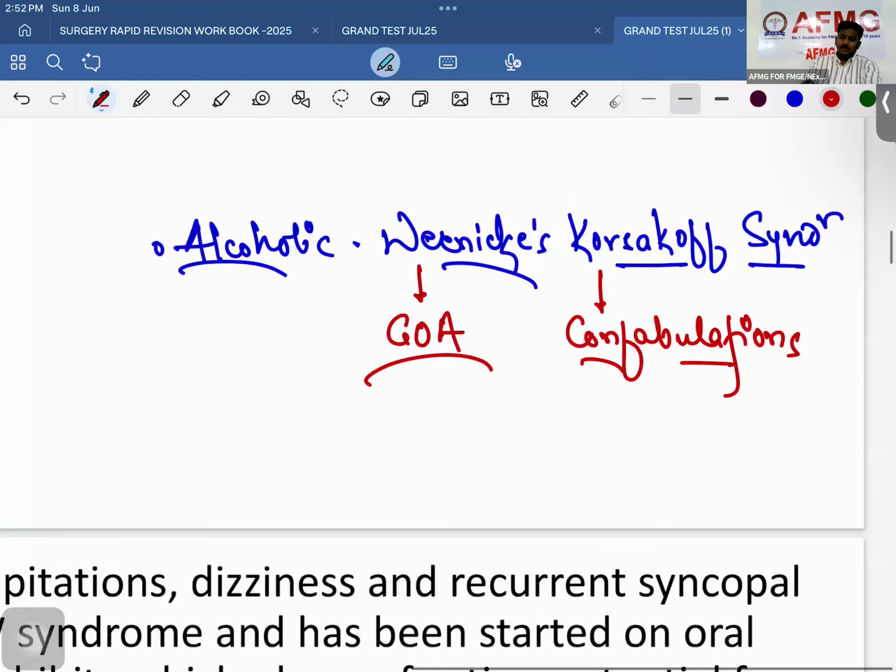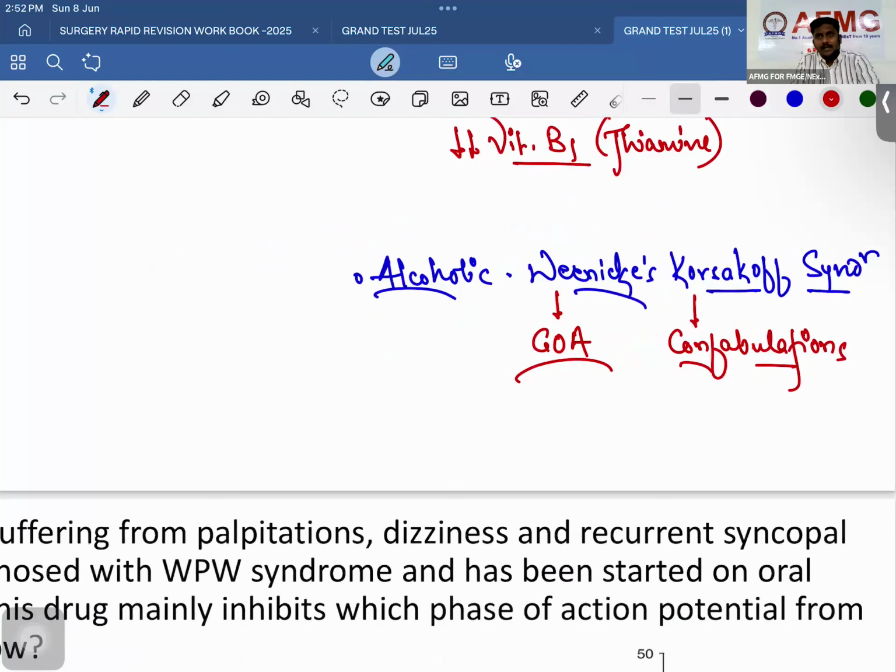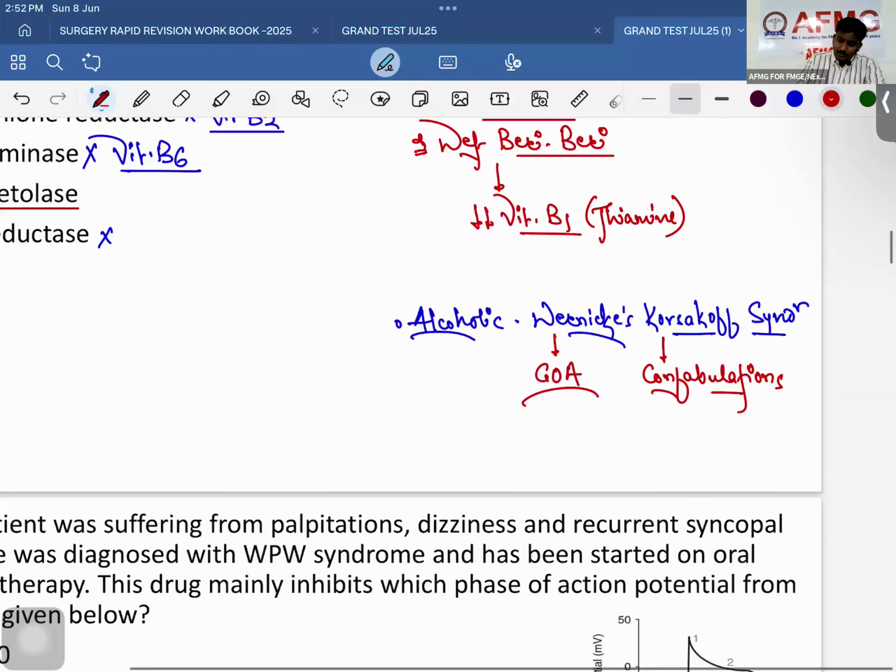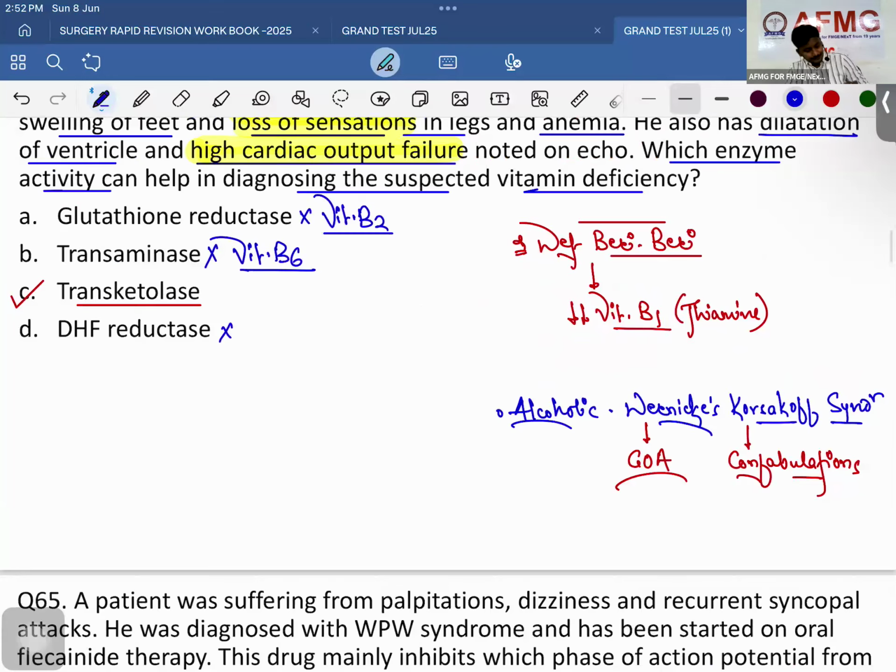If the patient is brought to you in the emergency with Wernicke's encephalopathy, what should be given first, thiamine or dextrose? Always give IV thiamine followed by IV dextrose. Again, a PYQ in your examination. Do remember that. Hopefully, that's clear to all of you now.